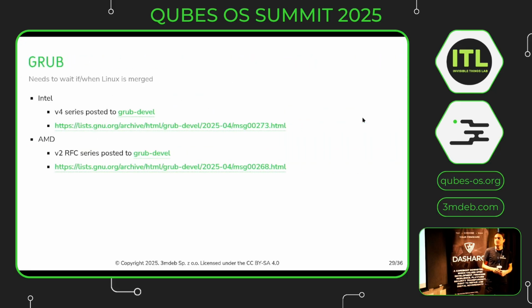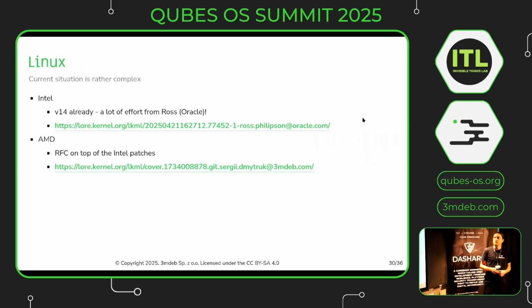Yes, for the graph, as I said, we have links for those discussions if you're interested in the latest ones, but generally the message is that we need to wait for Linux. And with Linux, it's already number 14, so a huge effort from Ross, from Oracle, to pursue it for over those last 5 years already. It's a bit complex situation right now. The maintainers are not very positive, even after those years, or maybe especially after those years.